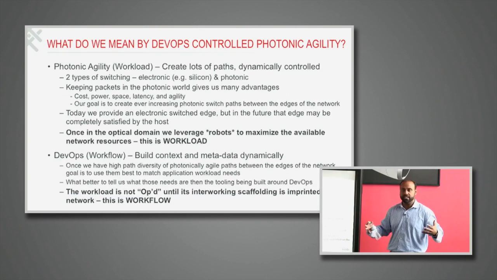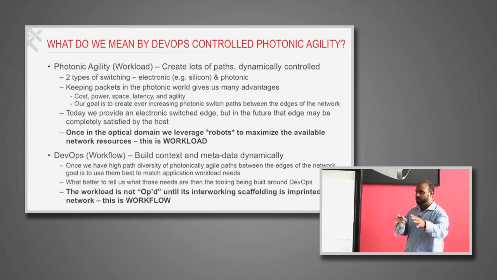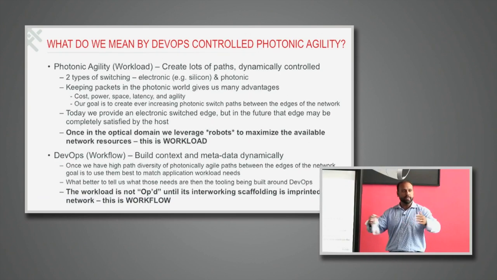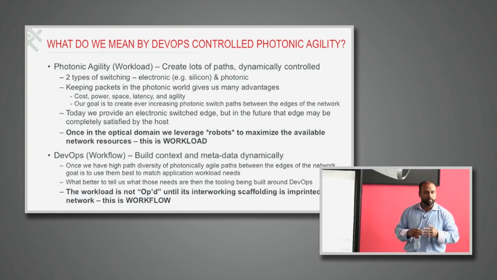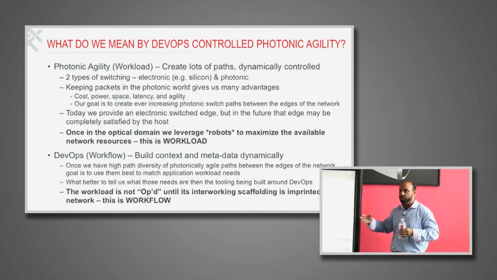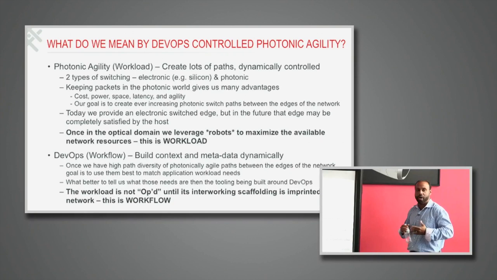So our goal is to create lots of paths and optimize for host-to-host pairings. All the stuff you saw, 2S, 2P, all built on the same theme: give you lots of paths from edge to edge. Today our edge still extends out to a physical electronic tier. Who knows, someday that electronic tier may disappear right into the host, maybe in 3 to 5 years, with different host architectures. But once we're in the optical domain, our goal is to leverage, to borrow Yvonne's term from yesterday, robots, to maximize those network resources, and that's really the notion of workload optimization.